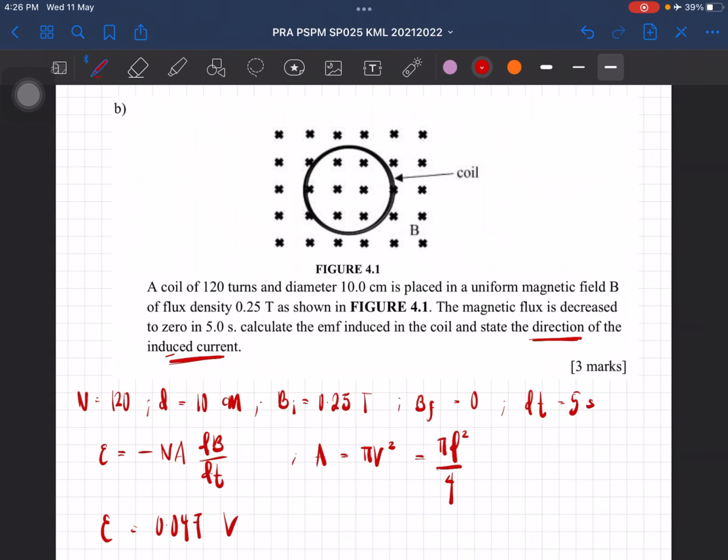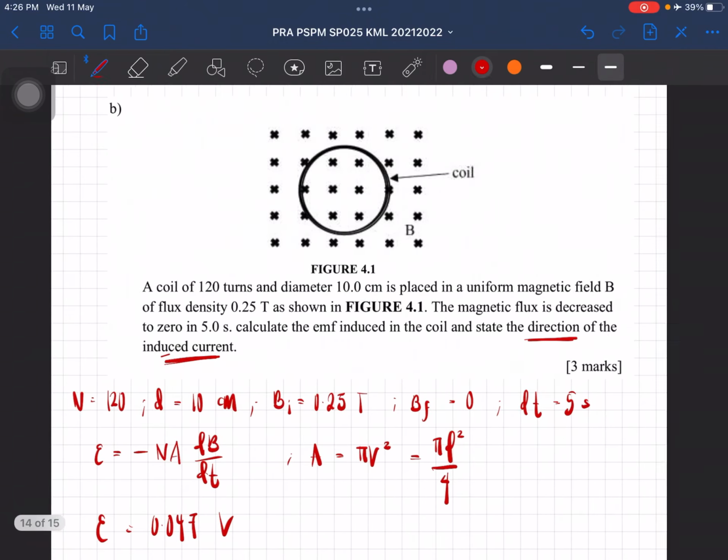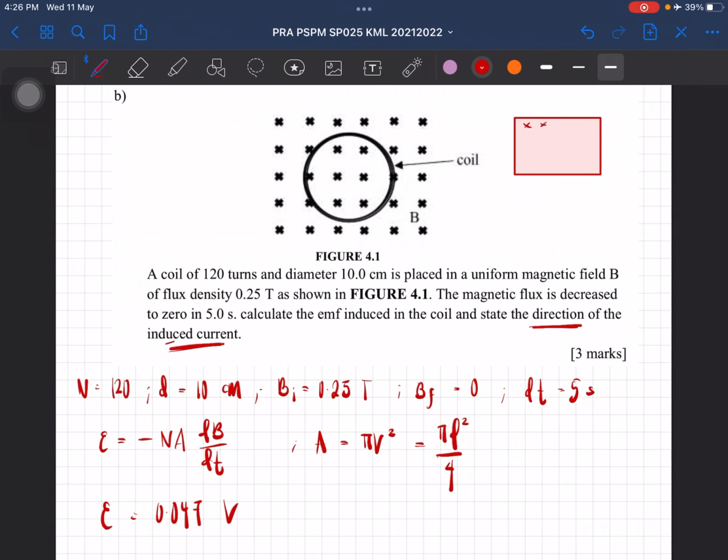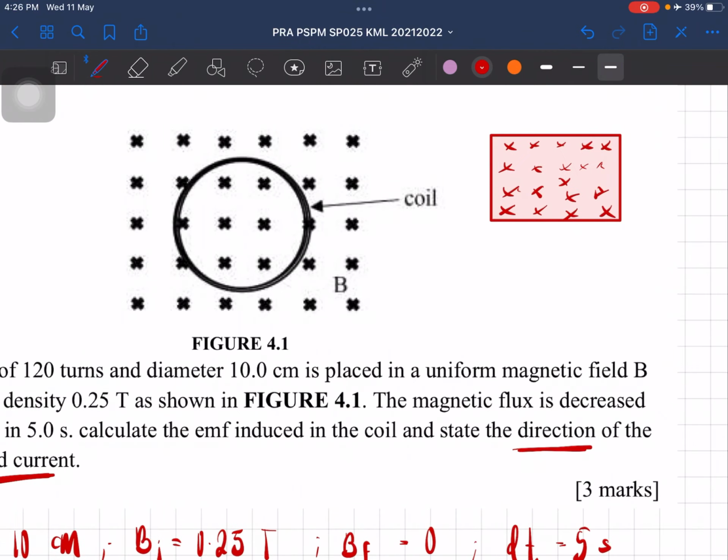Okay, so if we do it, wait, let me draw it for you. So now we have our current, and our magnetic field is pointing down. So x. So many x, goodness, it's ugly. Okay, this is our x. Okay, so now we are gonna use the right hand grip rule to show the direction of induced current. So let me try to draw it. How do I draw this?